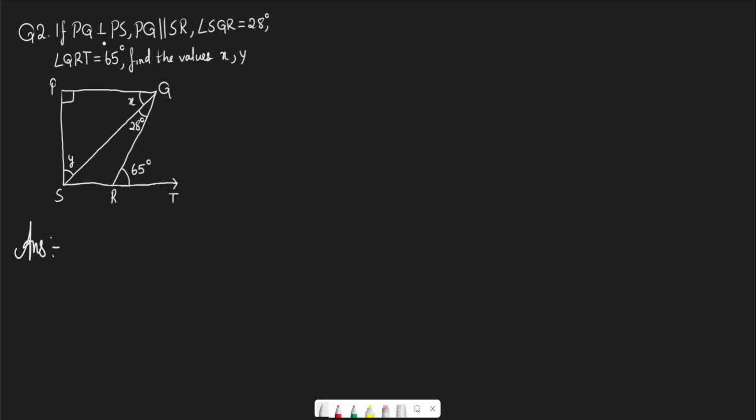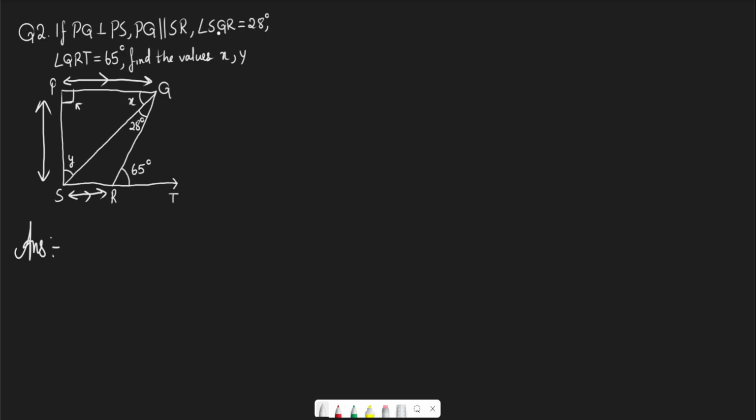If PQ is perpendicular to PS, so that means this is perpendicular to PS, and we have the perpendicular sign here. Then PQ is parallel to SR. So PQ is parallel to SR. Let's write that: this is parallel to SR.